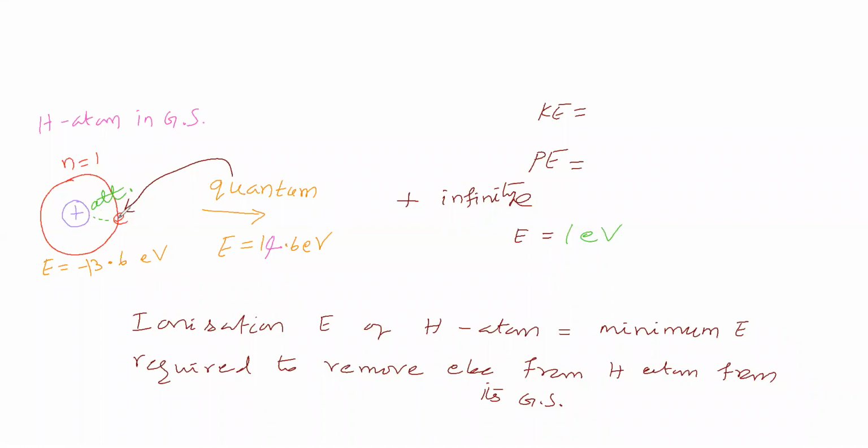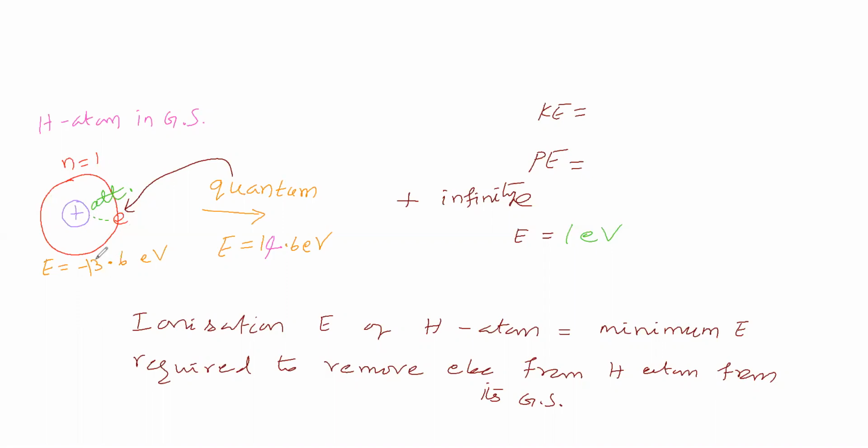Now, the reason this electron revolves around the nucleus is that the nucleus is attracting this electron. There is attraction between these two. The energy of this electron is minus 13.6 electron volt.